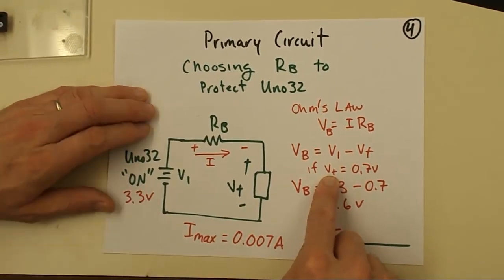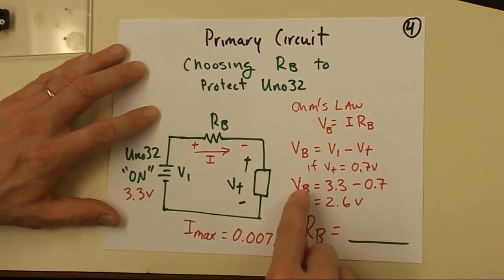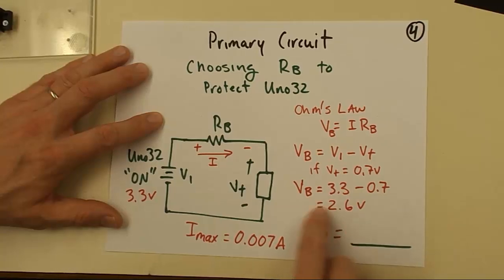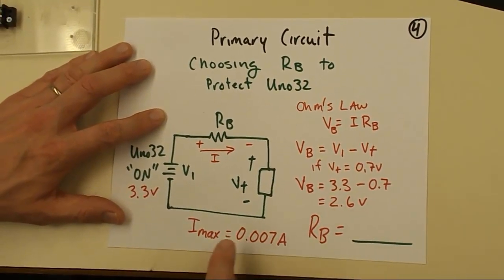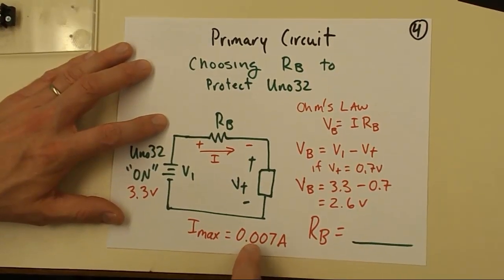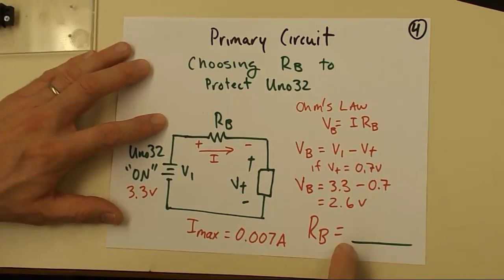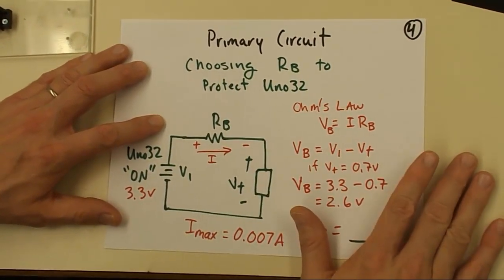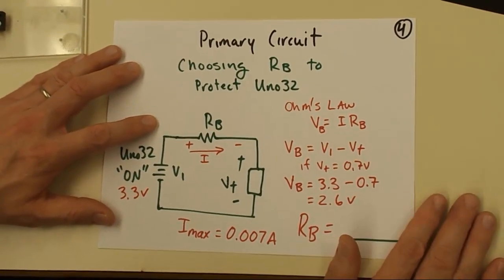And so if the transistor voltage is given to us as about 0.7 volts, then the base voltage is going to equal 3.3 minus that, so about 2.6 volts. Now, given that base voltage and our max current, or our preferred current, we can calculate RB, and we'll leave that for you in class. You've done enough Ohm's law calculations to complete this. And so this is the primary circuit, and we'll be getting this set up here in just a second.